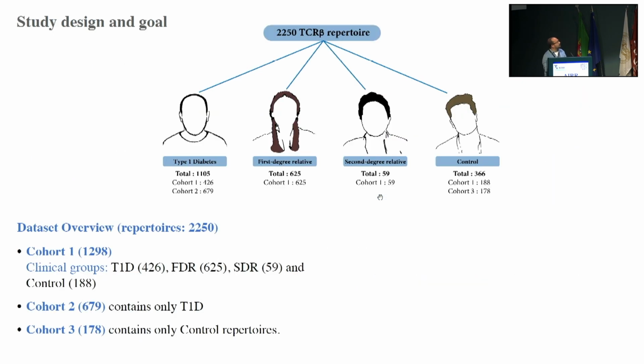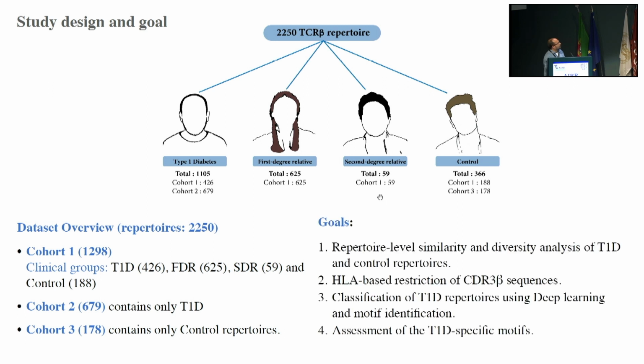So this is our data set. We have more than 2,200 TCR repertoires, which are divided into 3 different cohorts. Cohort 1 we mainly use for training our model and also for analyzing, and it has 4 different clinical groups: the type 1 diabetic patients, the first degree relatives, second degree relatives, and the control. And cohorts 2 and 3 we have used as a held out test data set. And these are our goals, which I'll discuss in these slides.